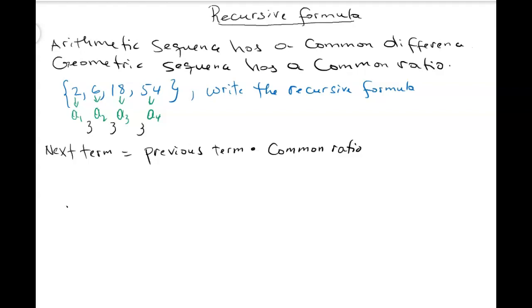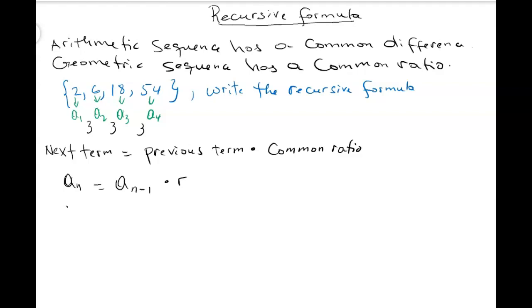Again, if I want the value for the 2nd term, then I'll take the value for the 1st term and multiply by the common ratio. So I know the first term is 2, the common ratio is 3, 2 times 3 is 6, and 6 is our second term. So the formula goes like this. a sub n equals a sub n minus 1 times the common ratio r.